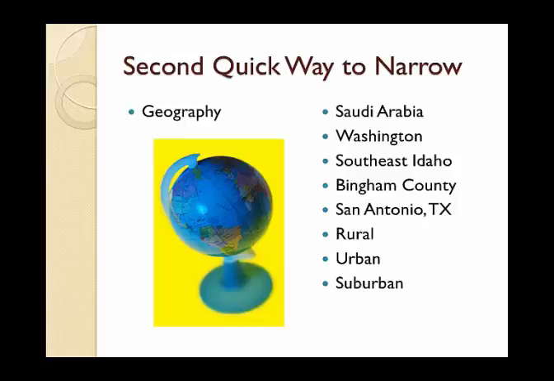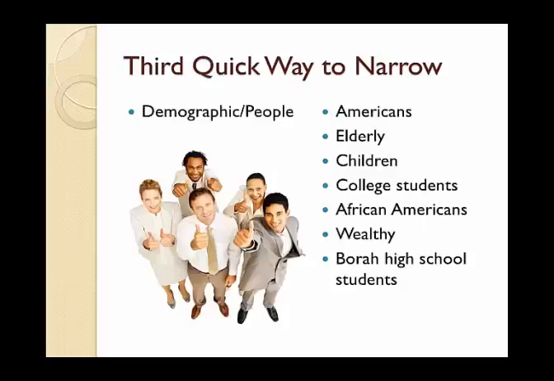Here are some other suggestions on how to limit by geography. You could focus on a rural population or an urban population, or even a population that's in between, the suburban population. You could focus on a county, a state, a region, or a full country if you like. This method allows you to focus on a particular age group, race, nationality, or ethnic group.